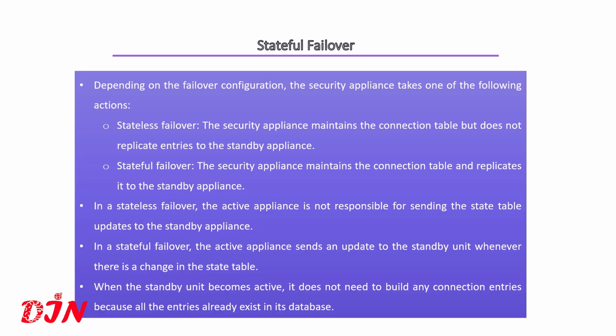In a stateful failover, the active appliance sends an update to the standby unit whenever there is a change in the state table. In this mode, the active appliance sends stateful updates over a dedicated link to the standby unit. When the standby unit becomes active, it does not need to build any connection entries because all the entries already exist in its database. This dedicated connection is known as the stateful link.